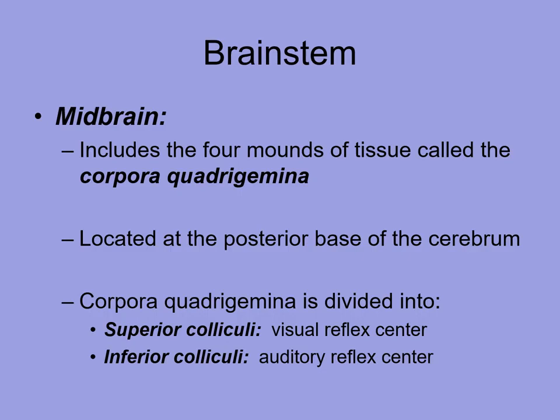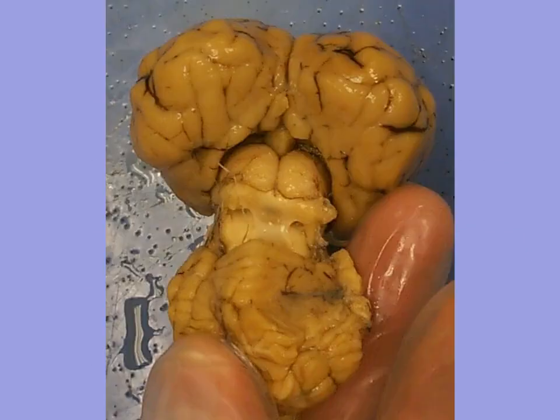First, the midbrain. This has four mounds of tissue. It's called the corpora quadrigemina. It's located at the posterior base of the cerebrum. It's divided into superior and inferior colliculi, and this is where you're going to find some of your auditory reflex centers and visual reflex centers. So as you can see here.